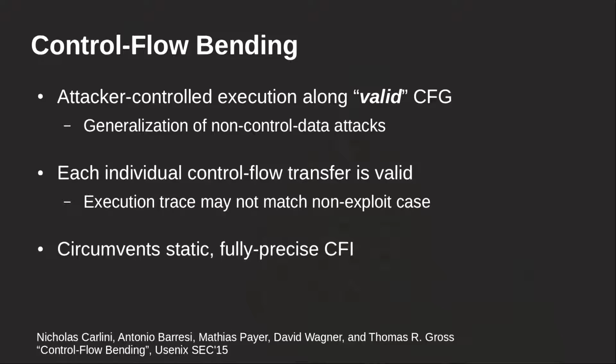So if you look at a trace, the individual control flow transfer might not be possible due to the different constraints that are upheld along the trace. But each individual control flow transfer by itself is valid. And this will allow us to circumvent static, fully precise control flow integrity, as we will see in a bit.